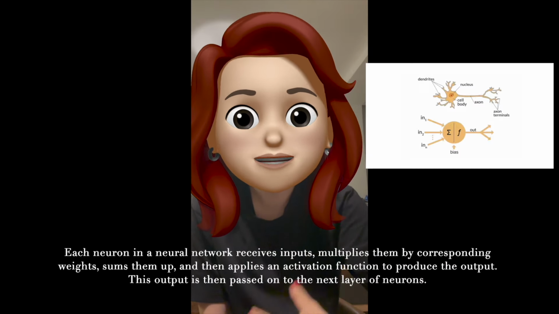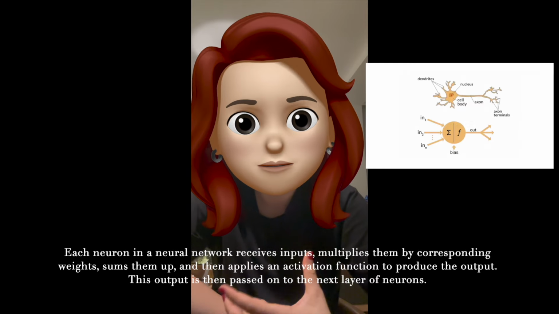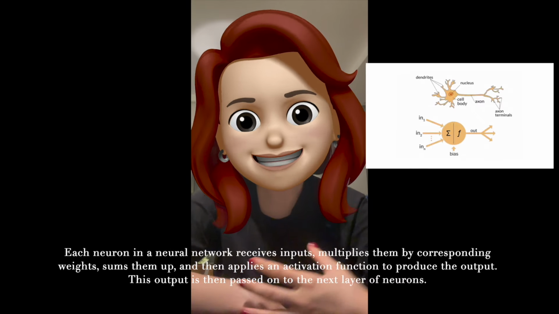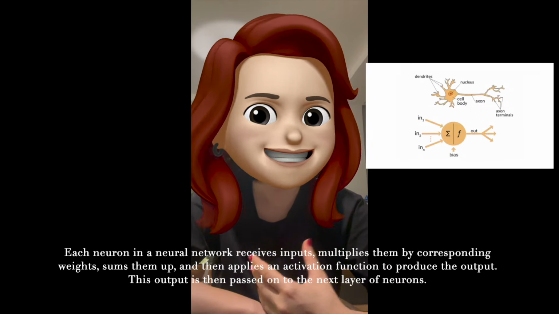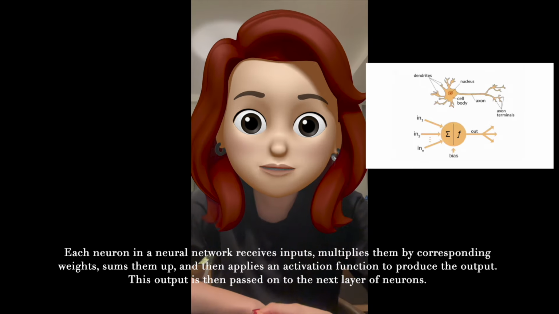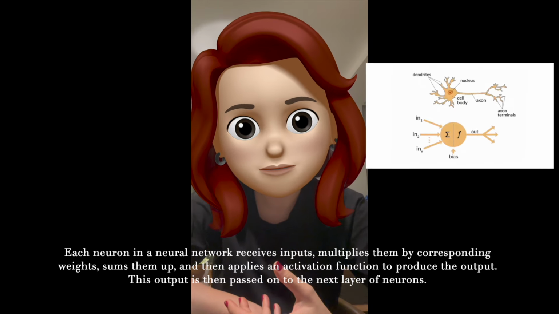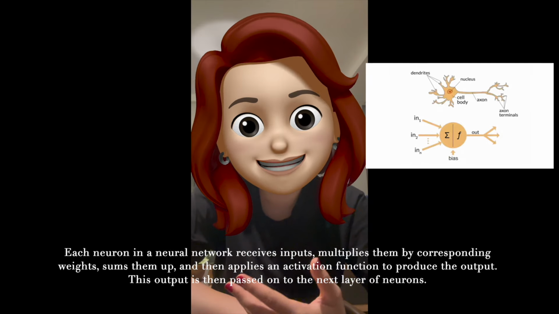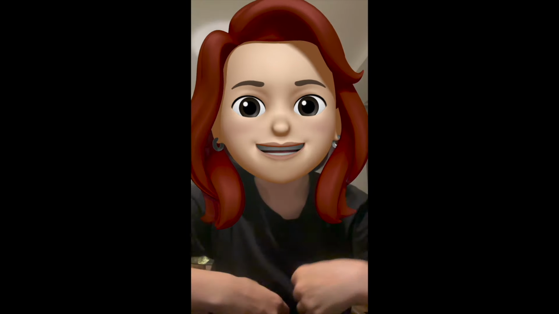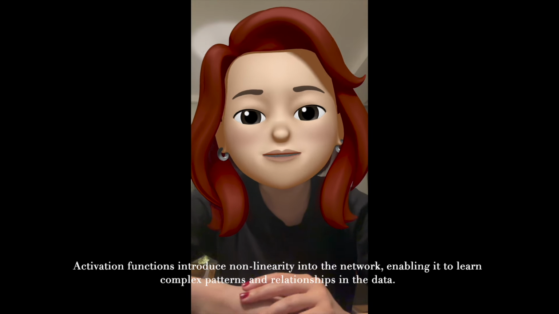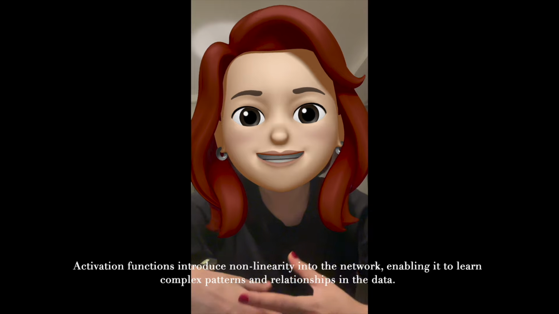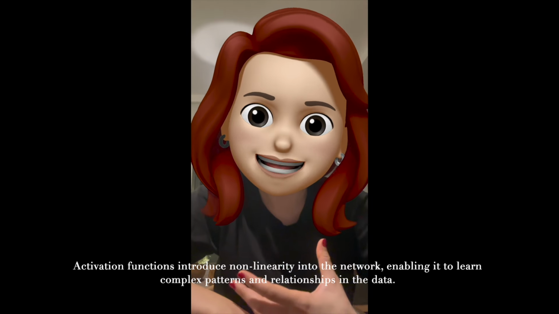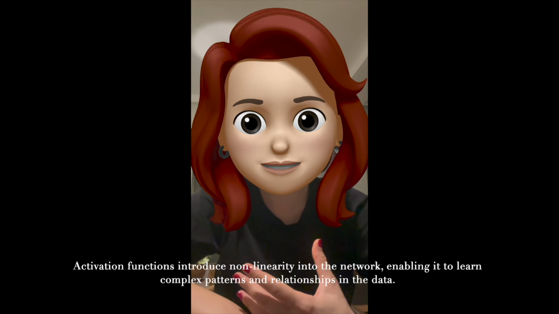Each neuron in a neural network receives inputs, multiplies them by corresponding weights, sums them up, and then applies an activation function to produce the output. This output is then passed on to the next layer of neurons. Activation functions introduce nonlinearity into the network, enabling it to learn complex patterns and relationships in the data.